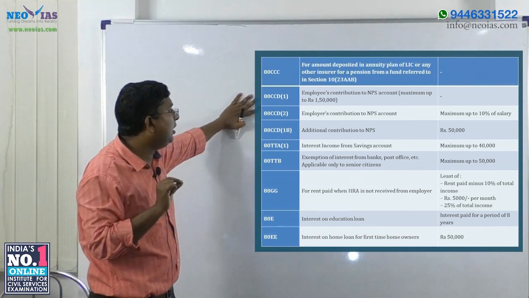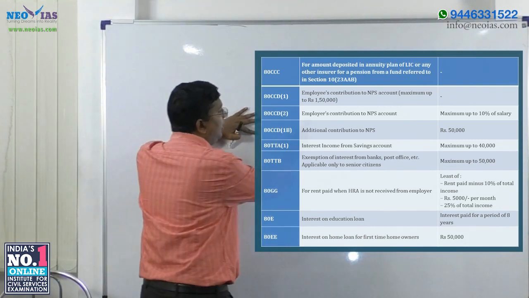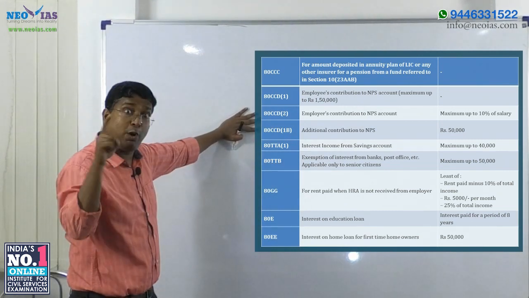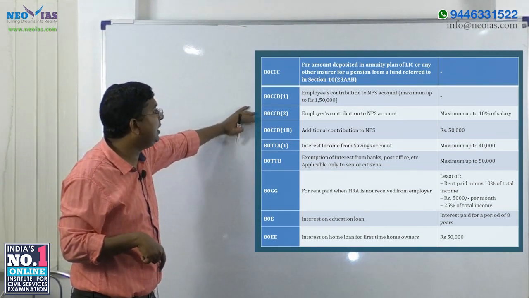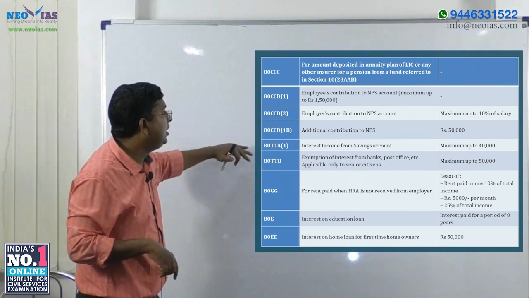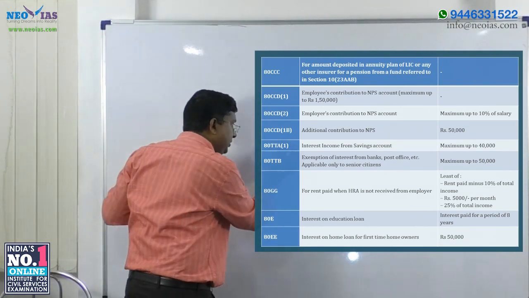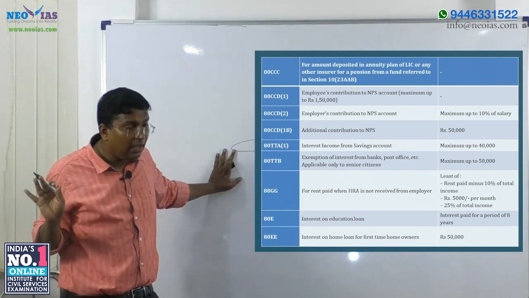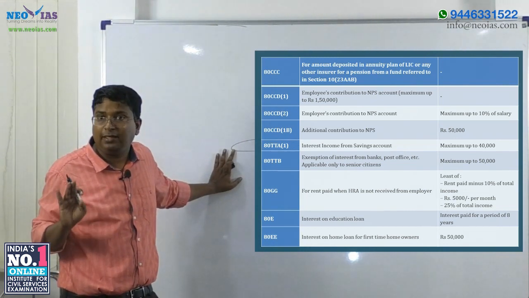Okay, there are these additional ones: the employer's contribution to the NPS account, and the employee's contribution to the NPS account. Then another thing. Okay, this is this point. I think you can write it down. Not the section, but the provision.